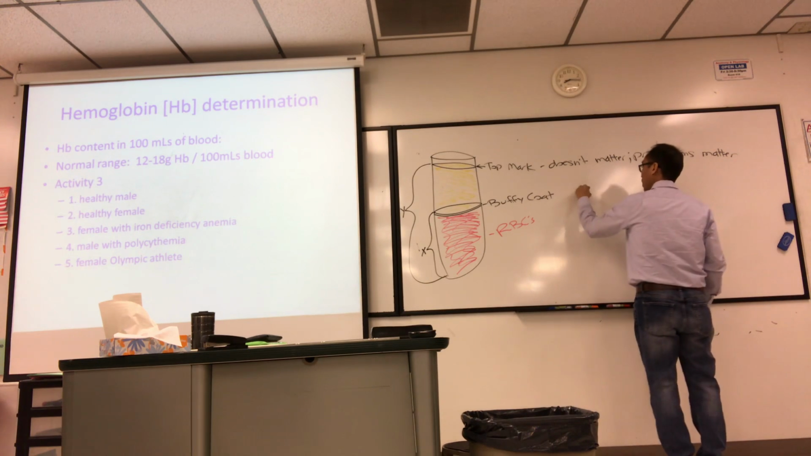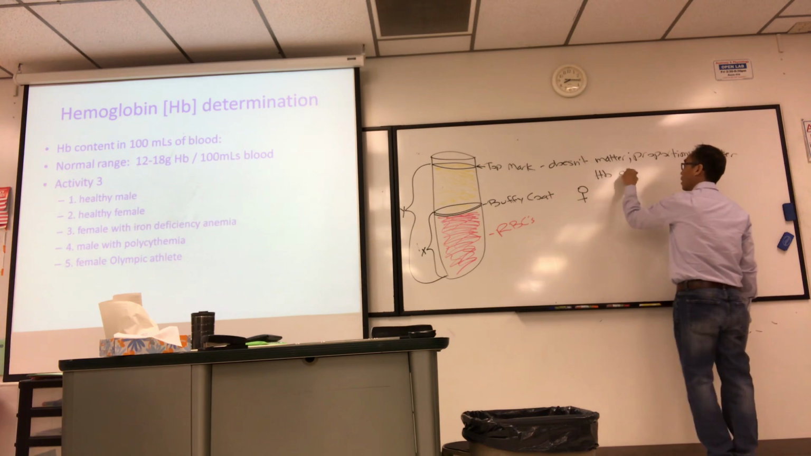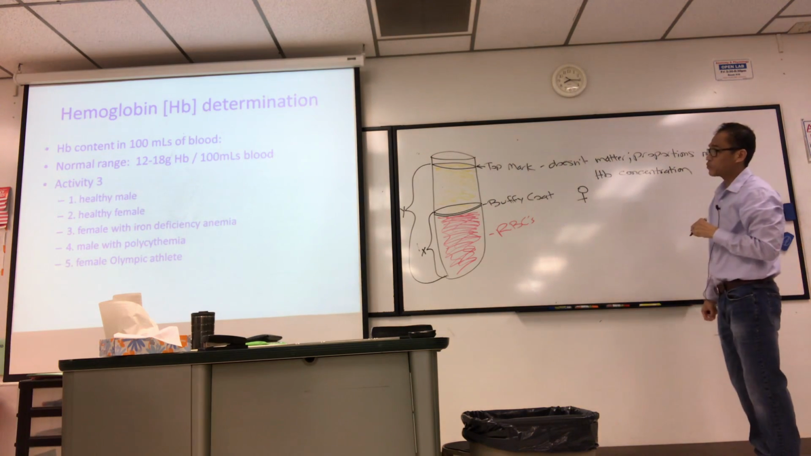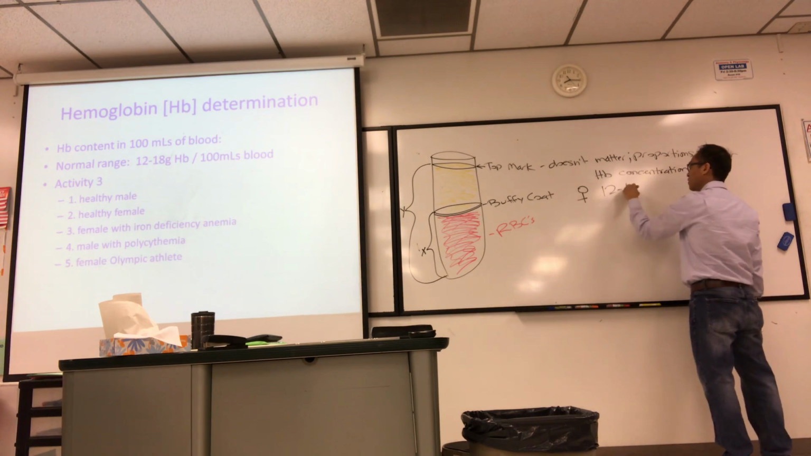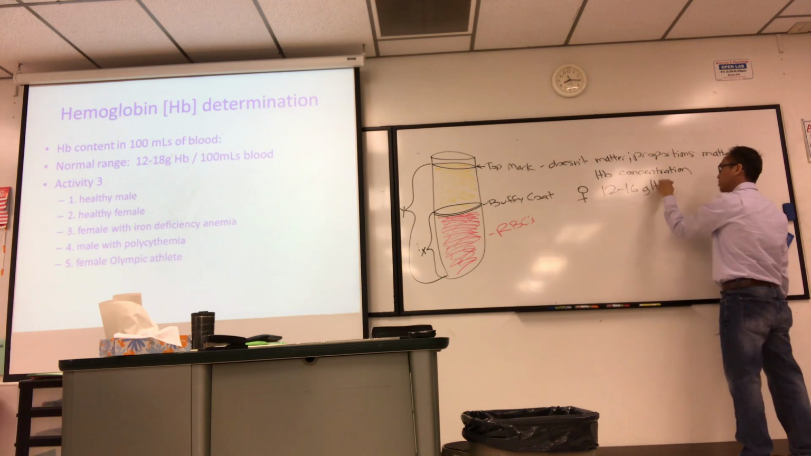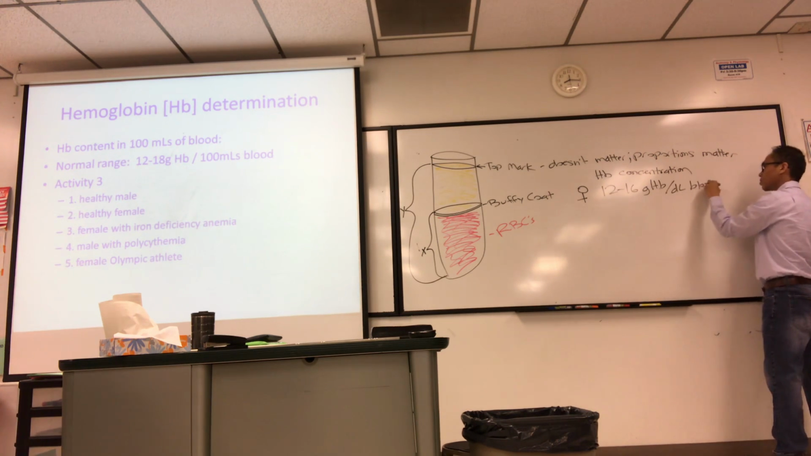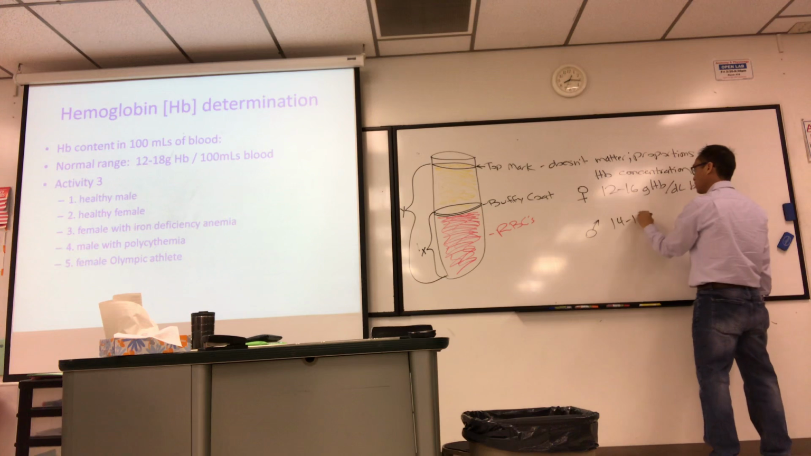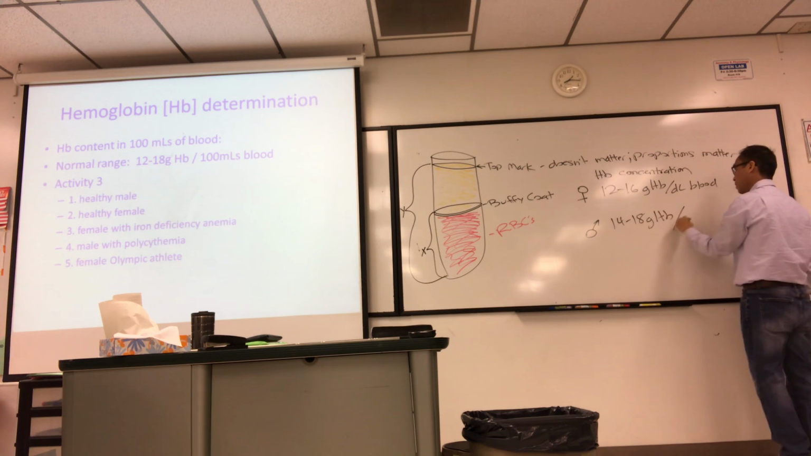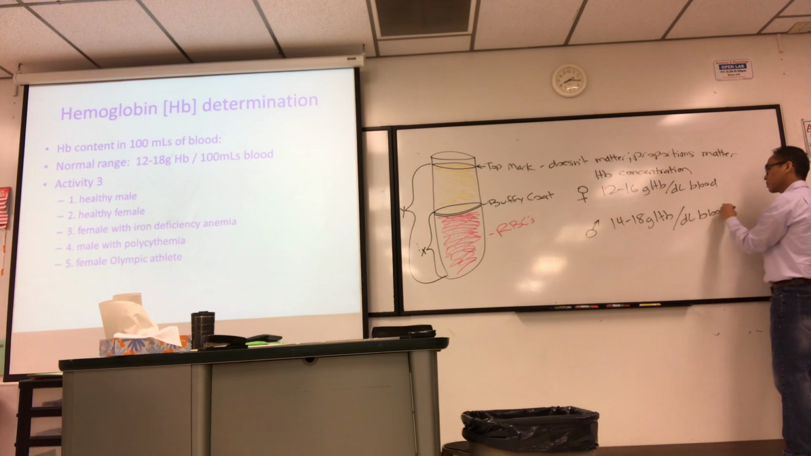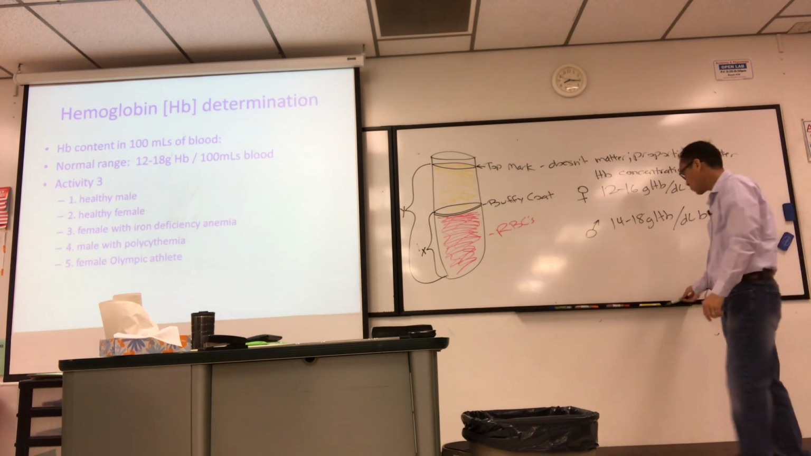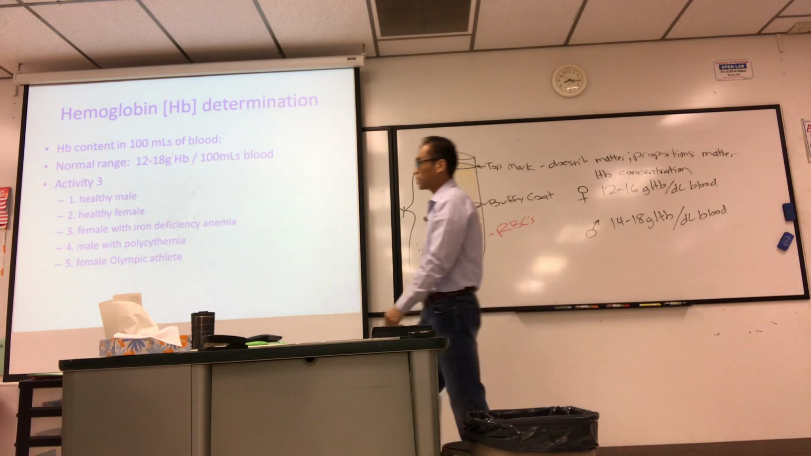For a female, normal concentration is something like 12 to 16 grams Hb per deciliter of blood. It's a normal value. For males, a little higher, maybe 14 to 18 grams Hb per deciliter of blood. So you can kind of do some predictions based on the normal range.